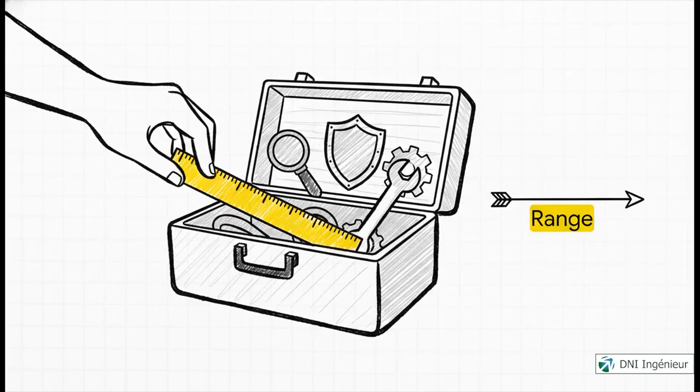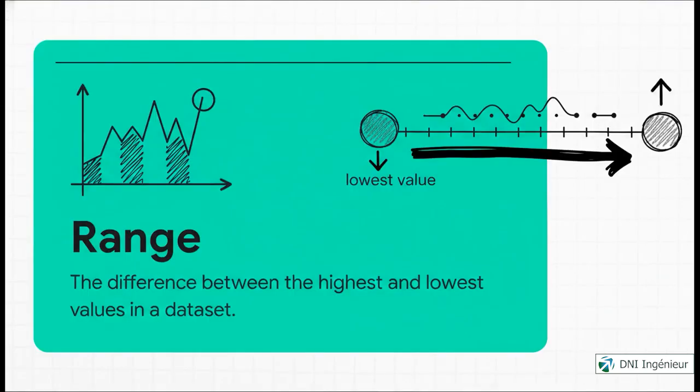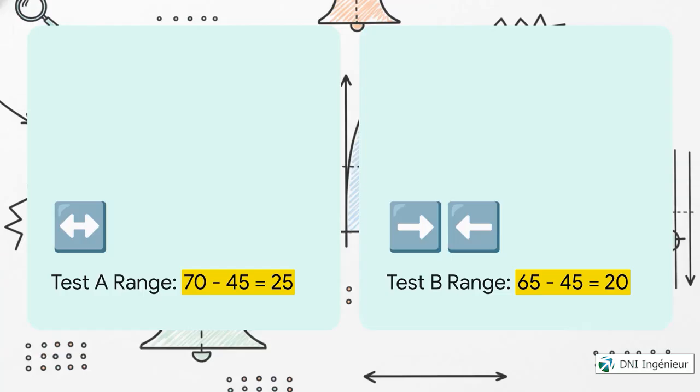So how do we actually put a number on this spread? Let's start with our simplest tool, the range. It's super straightforward. The range is just the difference between the highest and lowest values. For our tests, the range for test A is bigger, which confirms its scores are more spread out.